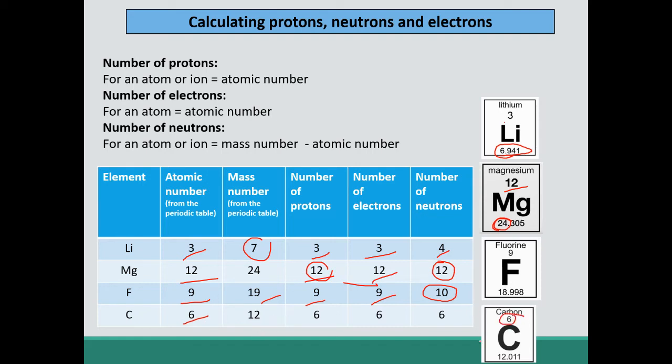That's the smaller number here. The bigger number is the mass number, 12, so we've rounded it. 6 protons, 6 electrons, 6 neutrons.